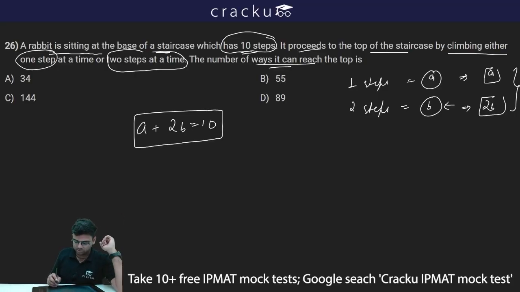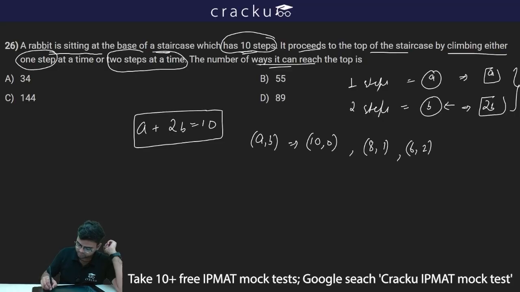Now what are the possible solutions? Possible solutions is A comma B can be either 10 comma 0, that is A is 10, B is 0, or we can have 8 comma 1, or we can have 6 comma 2, or we can have 4 comma 3, or 2 comma 4, or 0 comma 5.